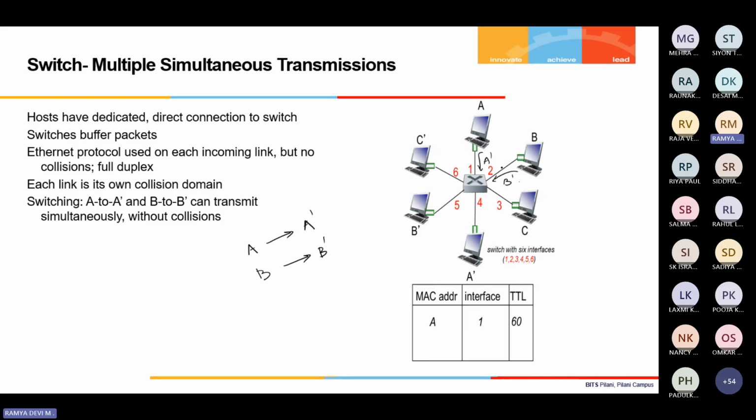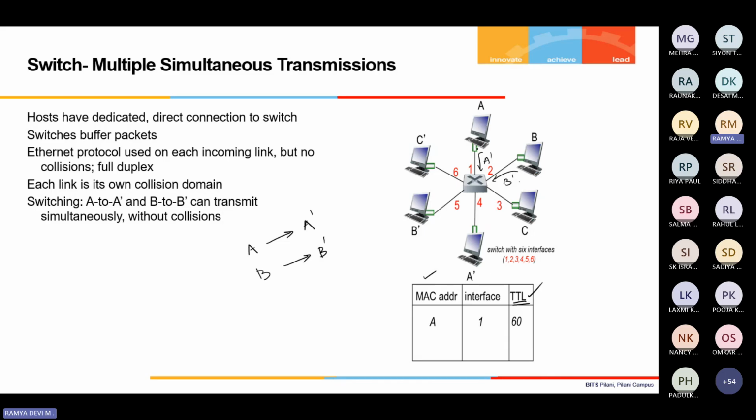The switch will be maintaining the switching table. This is actually the forwarding table, or MAC address table, in order to map the addresses to the interfaces. Okay. And also it will hold a TTL, that is time to live. It is used to age out the stale entries, so we'll be updating the TTL.